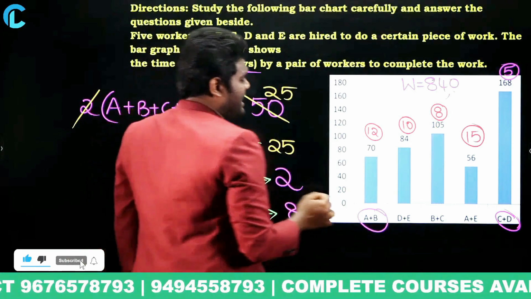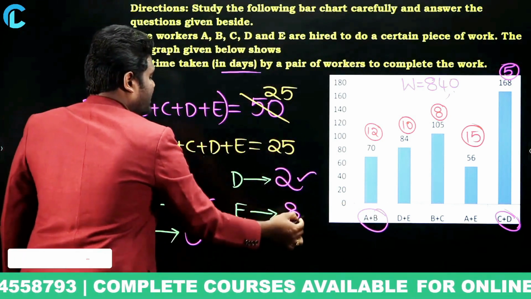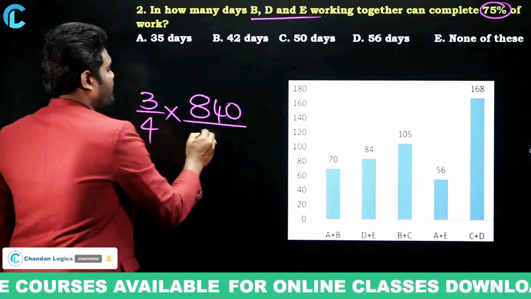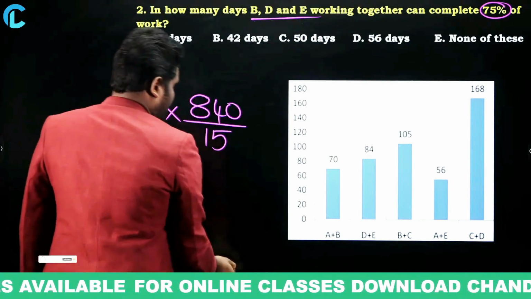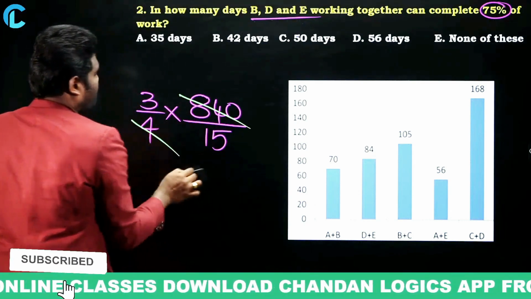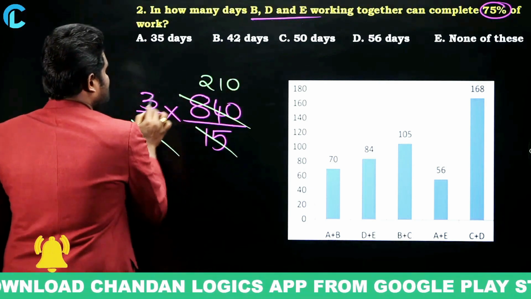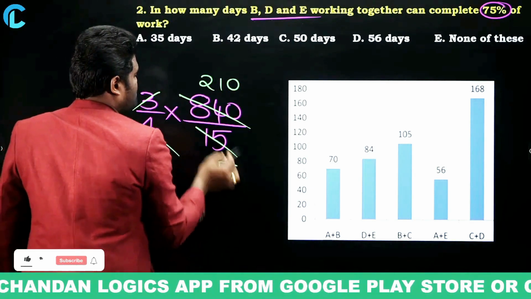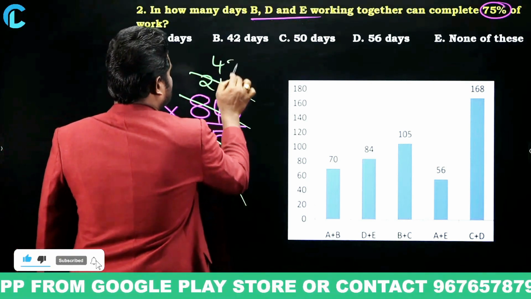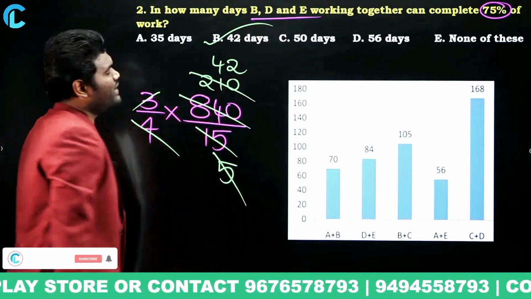Look here, BDE. If you observe, B is 5, D is 2, E is 8. 8 plus 2 is 10, 10 plus 5 is 15. Yes or no? Now just to simplify this, what happens? 840 cancels in 4, how many times? It cancels 210 times. 15 cancels in 3, how many times? 5 times. Now 210 cancels in 5, how many times? 42 times. Next 5 times 2 is 2. Yes. So the answer for this question will be 42 days.